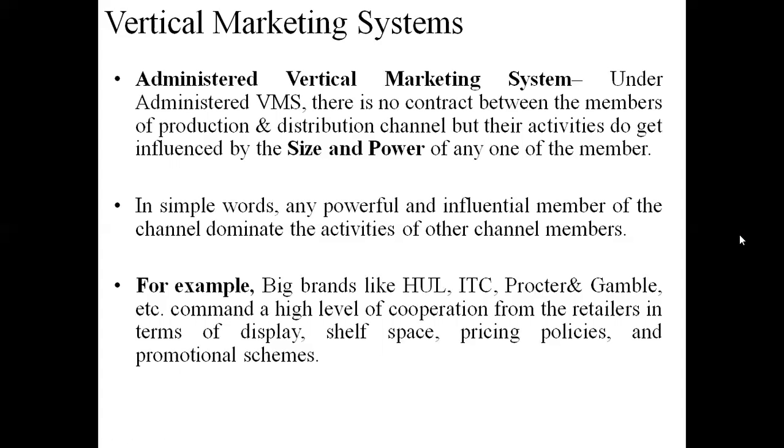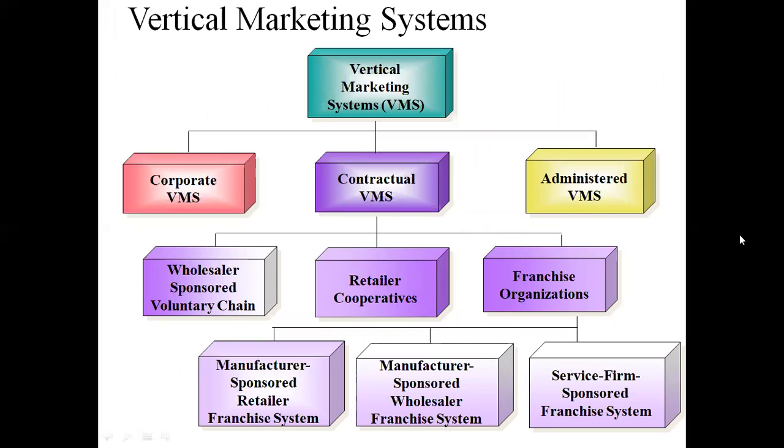So these are the three types of vertical marketing system we have learned: corporate vertical marketing system, contractual vertical marketing system, and administrative vertical marketing system. Under contractual, wholesaler-sponsored voluntary chains will come, or retailer cooperatives will come, or franchise organizations will come. Under franchise organizations, it could be a manufacturer-sponsored retail franchise system, or a manufacturer-sponsored wholesale franchise system, or a service firm-sponsored franchise system. I hope the concept is clear now.